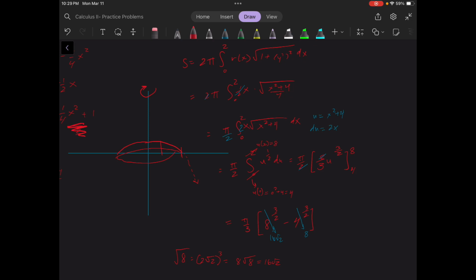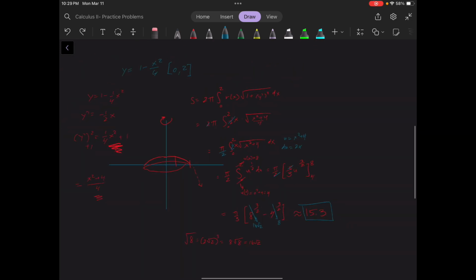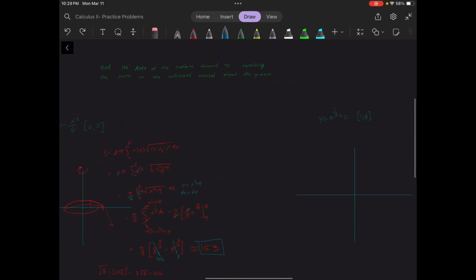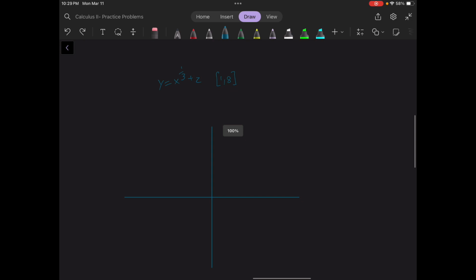We can plug all of this into the calculator and approximate it to be about 15.3. So that is the surface area that we get from this equation, right? Or revolving this function around the y-axis. The surface area of this paraboloid is 15.3 units. We're not really too concerned about the units in calculus. Anyways, let's move on to this function.